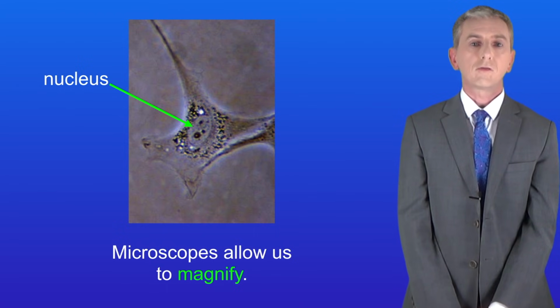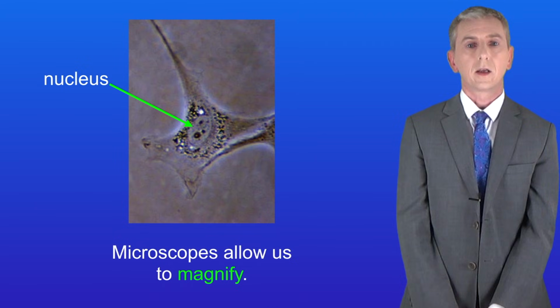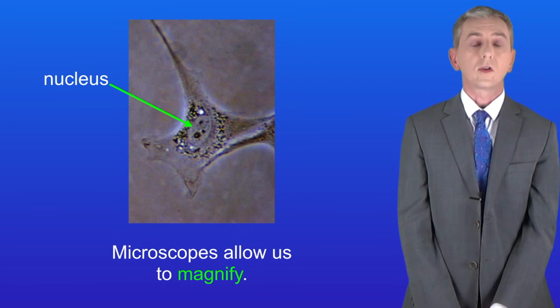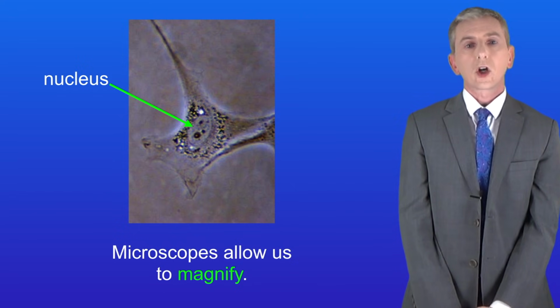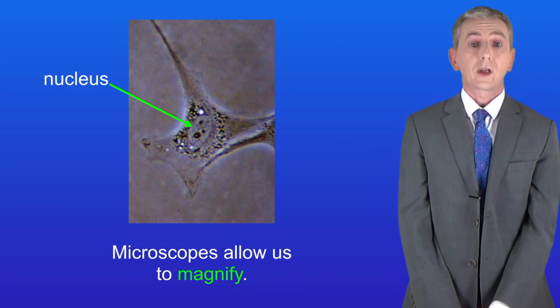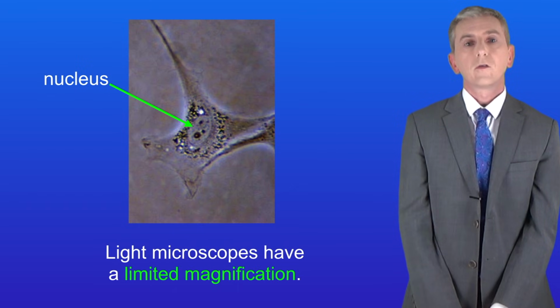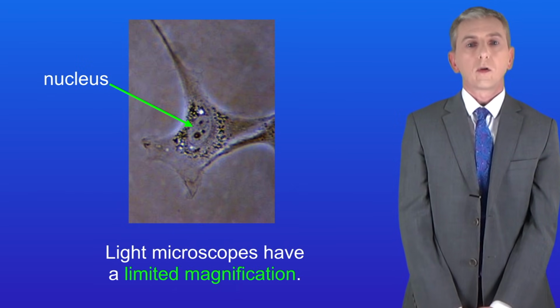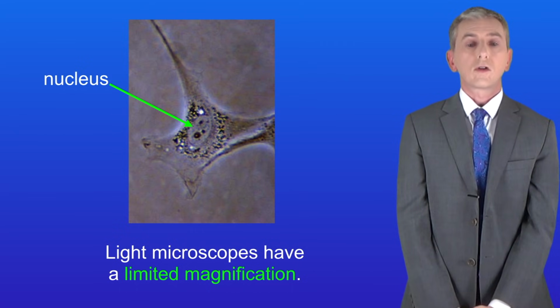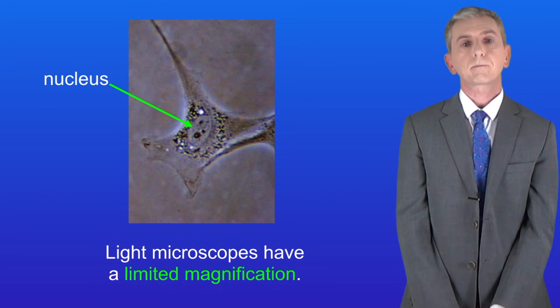And that's because microscopes allow us to magnify. In other words, the image that they produce is much bigger than the actual object. Now, there are a couple of problems with light microscopes, and we can see them with this cell. Firstly, light microscopes have a limited magnification. So, for example, we could not easily view structures inside the nucleus with a light microscope, and that's because the magnification is not powerful enough.